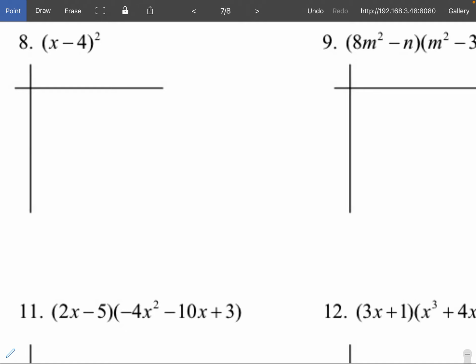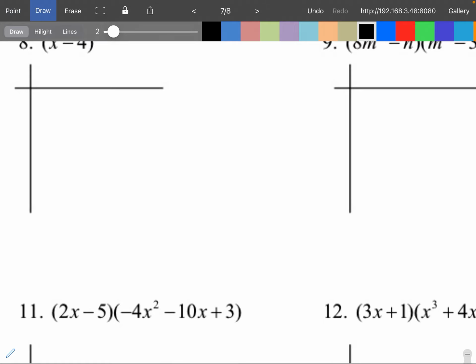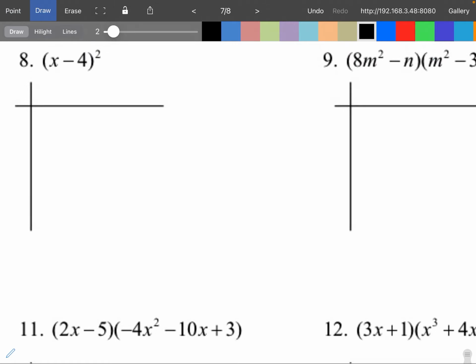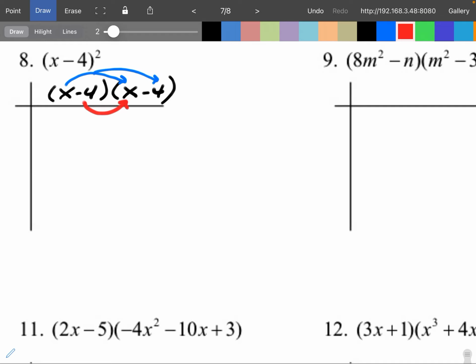So let's do number 8. So number 8 is the same thing. You just got to remember that if something is squared, it means it's times itself, right? So this is really the quantity x minus 4 times the quantity x minus 4. That's what it means to square something, right? And then we're just going to do the same thing we did in the last one. So we're going to distribute this x onto both of these terms, and then we're going to distribute this negative 4 onto both of these terms. So really, it's just the distributive property twice.